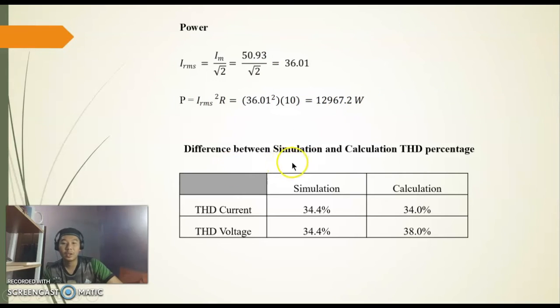So this is the difference between simulation and calculation THD percentage. As you can see, for the THD current, the simulation is 34.4 and for the calculation is 34, which is not too far. While the THD voltage is 34.4 and for the calculation value that we got is equal to 38, which is a little bit far, but that's okay, I think.